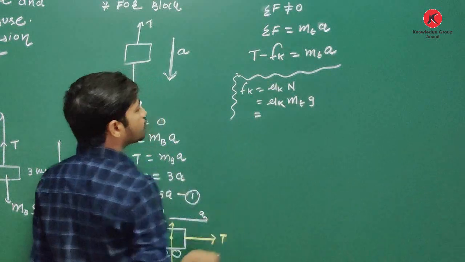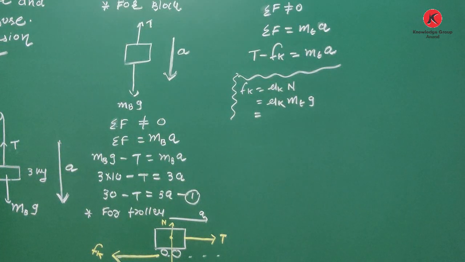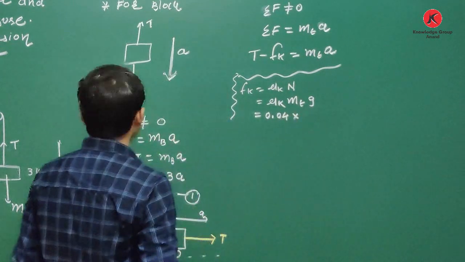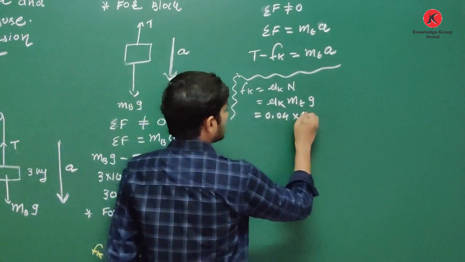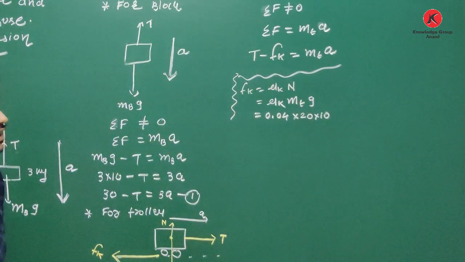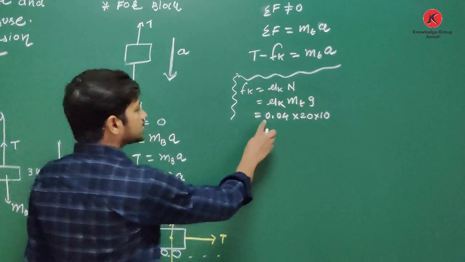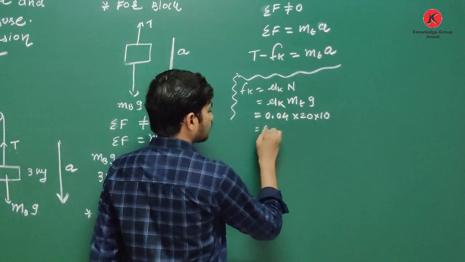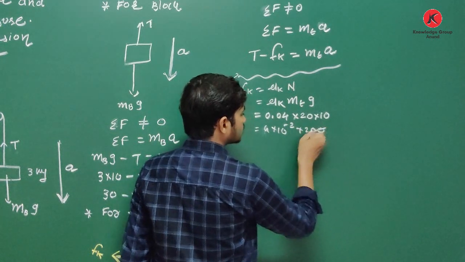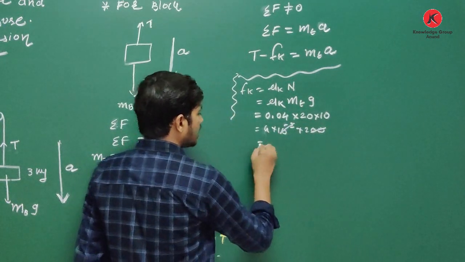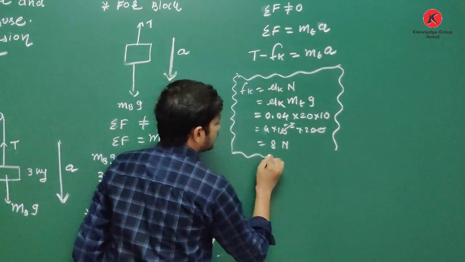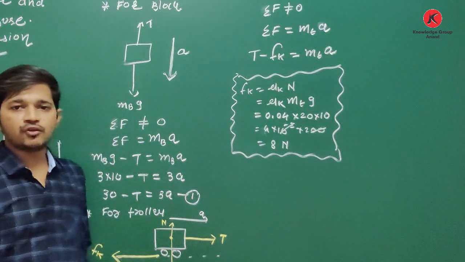What is the value of mu_k? Mu_k is equal to 0.04. The mass of the trolley, m_t, is 20, and the value of g is 10. Clear about this? This 0.04 means 4 into 10 raised to minus 2, and here it is 200. So the 20 and the 10 raised to minus 2 cancel, and it is only 8 Newton. Clear about this?